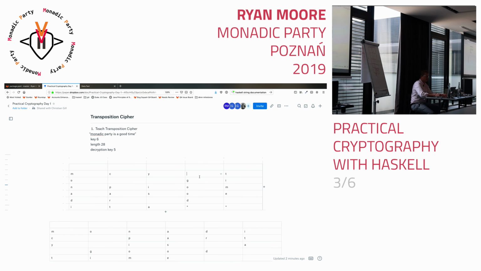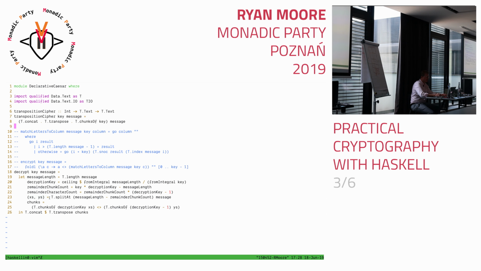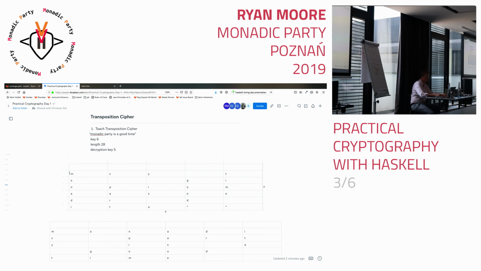So now, since we know that there are two chunks that are a problem, and they have the length of key minus one, that gives us this box. And so now we know exactly how many characters are safe, and we know we can split here. So this line here gives us that split. And so now at this point, we have two pieces of text, one here and one here.